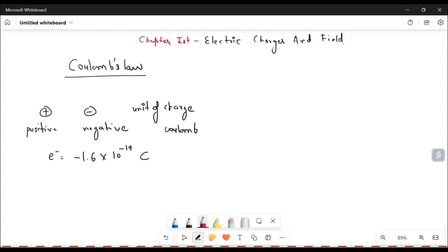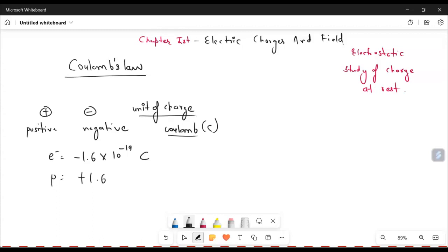So this chapter is basically a part of electrostatics. Electrostatics means study of charge at rest. How many properties does it exhibit at rest? So we are going to discuss the study of charge at rest. And the unit of charge is coulomb, right? It is represented as capital C. So if we have a proton or positive charge, it could be written as proton 1.6 into 10 inverse 19 coulomb, okay?